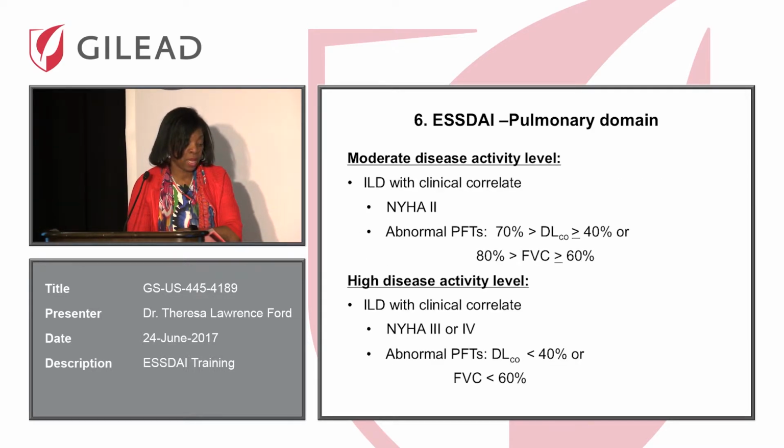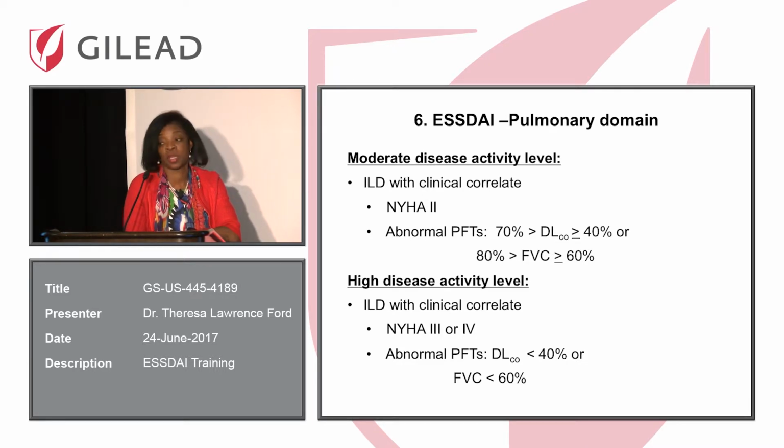Moderate would be the ILD with a clinical correlate of either the New York classification or PFTs with 70 or greater diffusion, or between 70 and 40, making that clear, or between 80 and 60% with the forced vital capacity. High disease activity then would be ILD with a clinical correlate, patient symptomatic, with abnormal PFTs, with diffusion capacity less than 40%, or forced vital capacity of less than 60%.